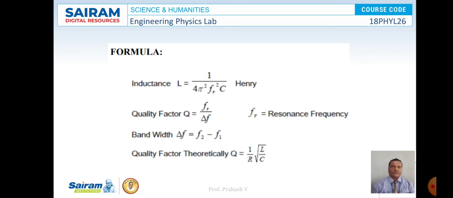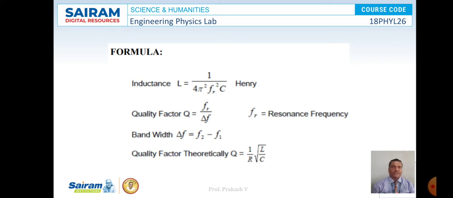This is the formula for calculating inductance L, given by 1 by 4 pi square Fr square C, where Fr is the resonance frequency and C is the capacitance of the capacitor. The quality factor Q is given by Fr by delta F, where Fr is the resonance frequency and delta F is the bandwidth, given by F2 minus F1.